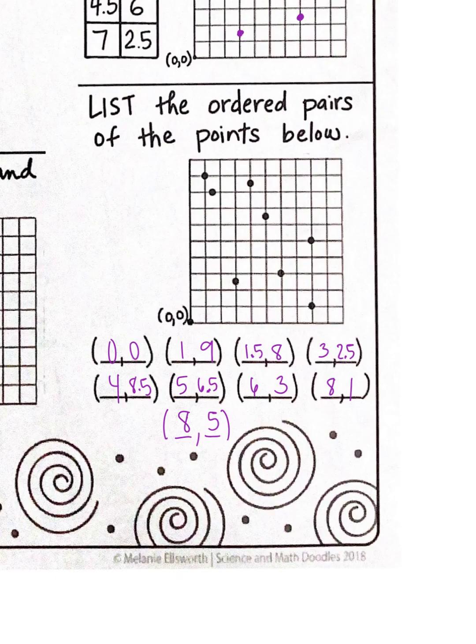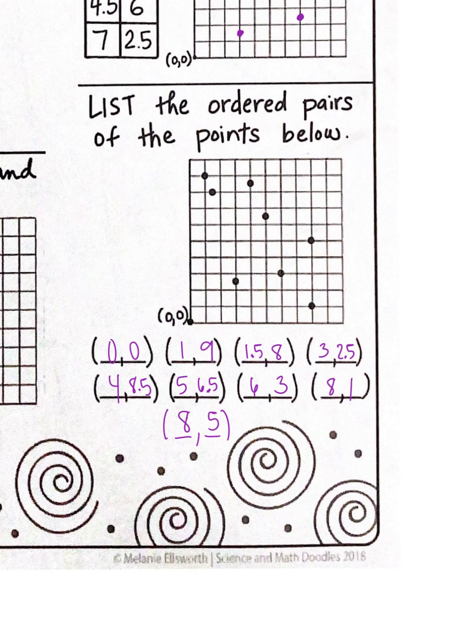Okay, the very first one that I plotted after you guys started working on your own was 4 and then 8.5. So I went over to 4, all the way up 8.5. Then the next one I did was this point right here. So I went over 1, 2, 3, 4, 5, up 6.5 to get there. The next one I did was this one. So I go over 6, up 3. The next one I did was this one. I went over 8, up 1. And then the last one, over 8, up 5.